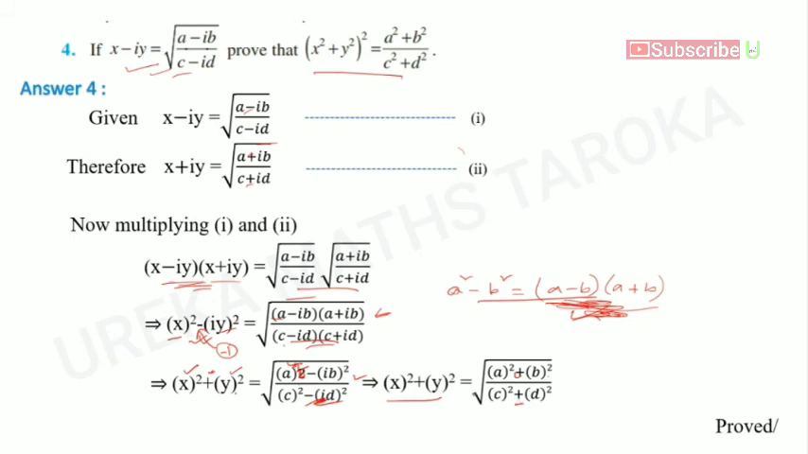Now, squaring both sides we will get x square plus y square whole square is equal to a square plus b square by c square plus d square, which is to be proved.